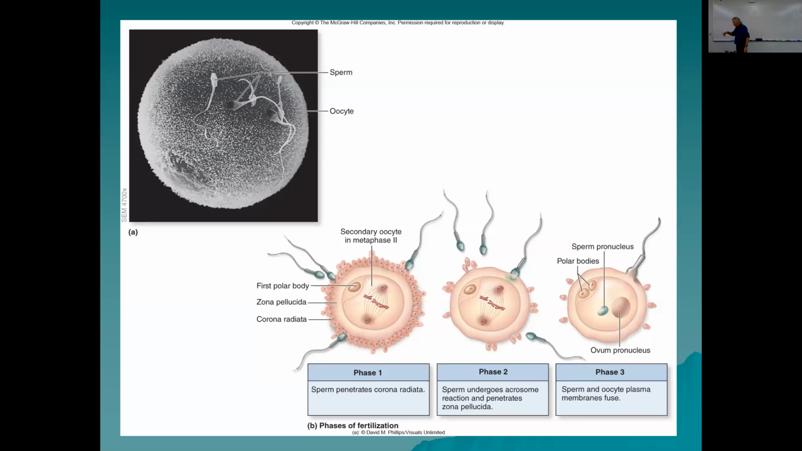And there it is right here. Sperm penetrates corona radiata by the acrosomal reaction. Sperm undergo acrosomal reaction and penetrate the zona pellucida. A sperm and oocyte, one sperm gets in there, second polar body is made. Sperm and oocyte plasma membranes fuse.